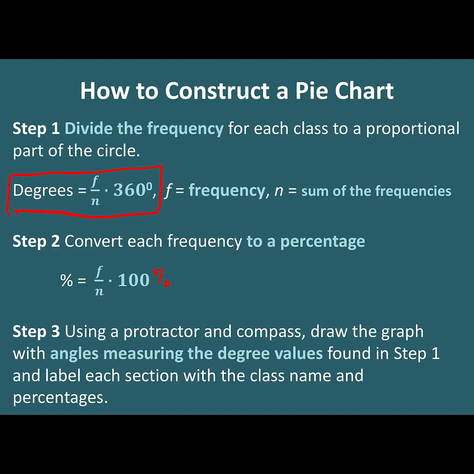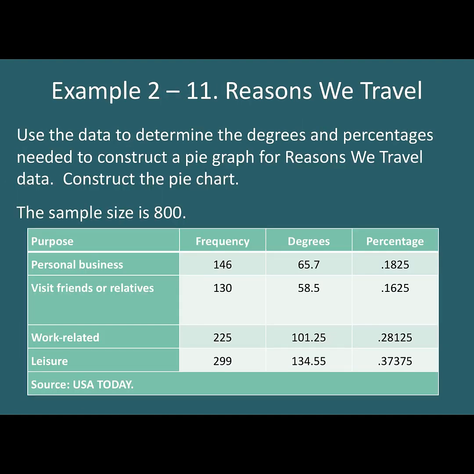So let's get into an example. Go ahead and fill out the blank portions of your chart on your student notes. And we're going to go ahead and use this data to determine the degrees and percentages needed to construct a pie graph for reasons why we travel. You'll notice that the sample size is 800. And the reason why we know this is if we add up the frequencies, these will add up to 800.